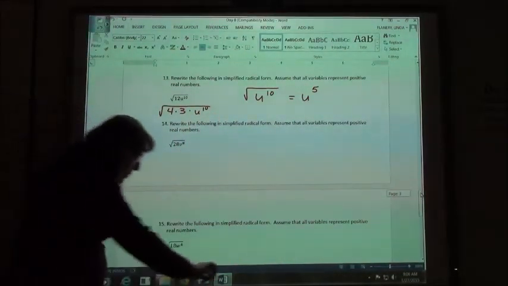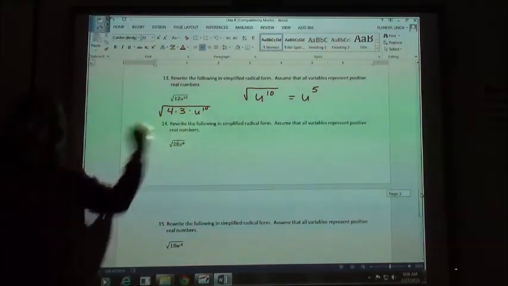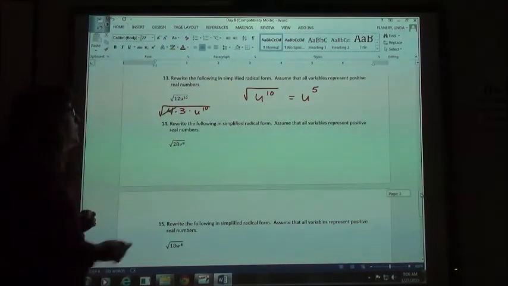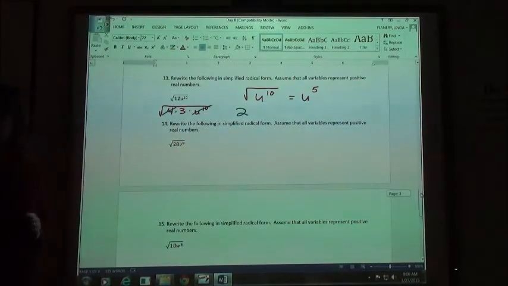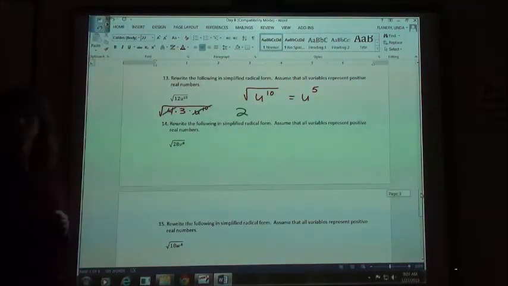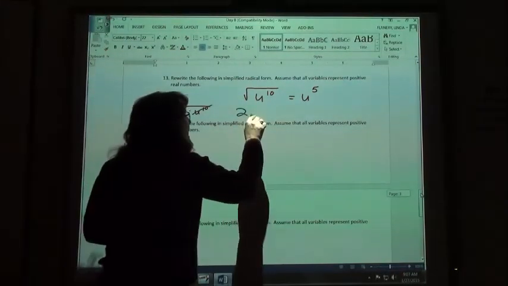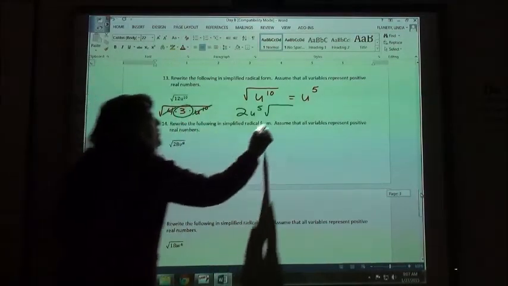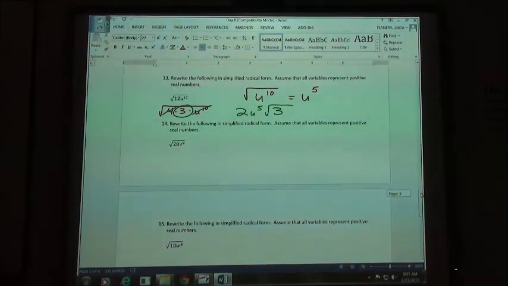Now I'm going to take out my perfect squares. This time I have 2 perfect squares, the 4 and the u to the 10th. So the square root of 4 is 2. The square root of u to the 10th is, we just did it over here, u to the 5th, half of 10 is 5. I can't do anything with this 3, so that has to stay underneath the square root. So I get 2u to the 5th square root of 3 for my answer.